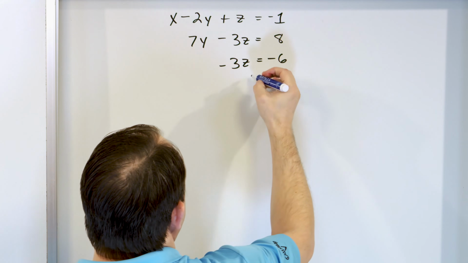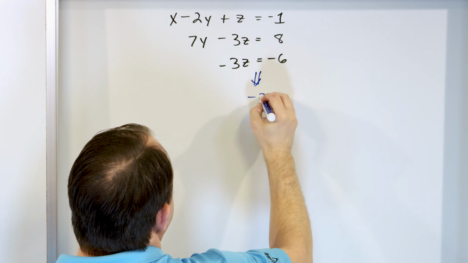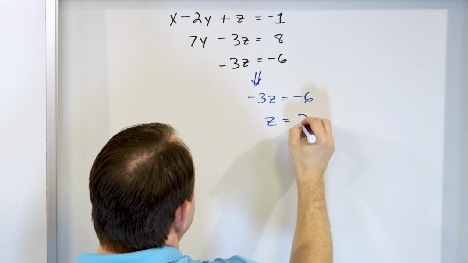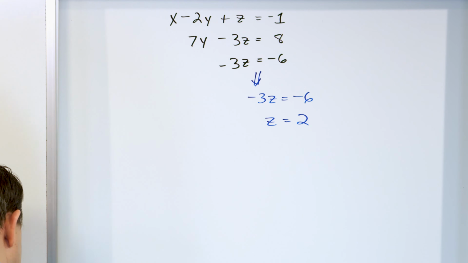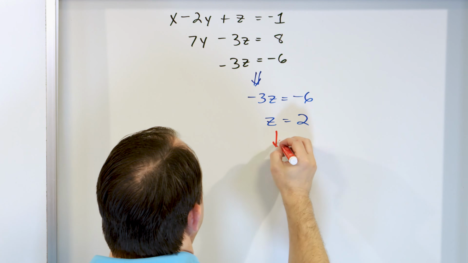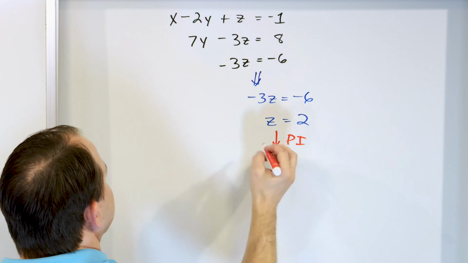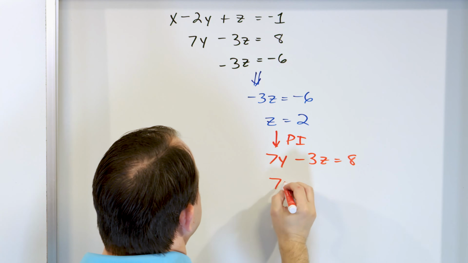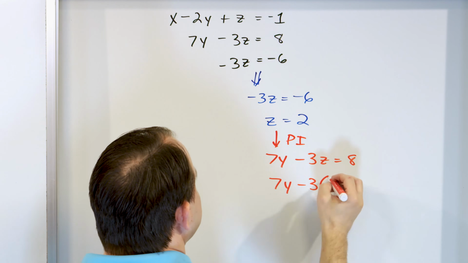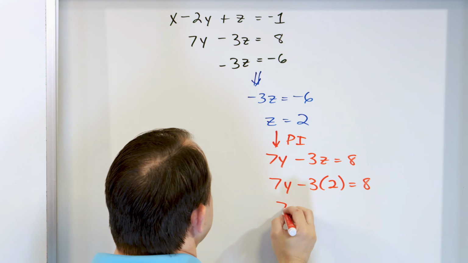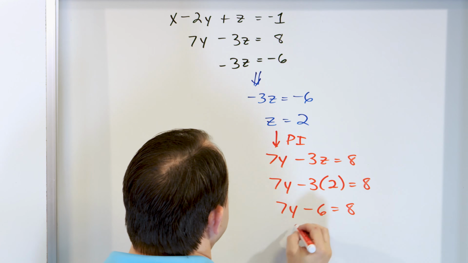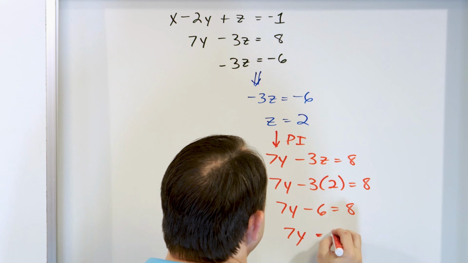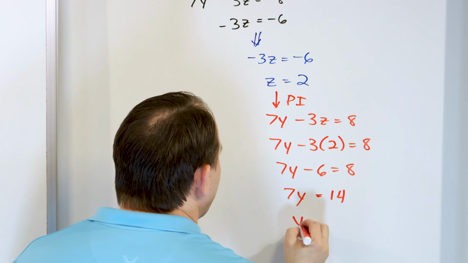So then we take our third equation and say negative 3z is equal to negative 6. So we divide by negative 3, we'll get a positive 2. So that's what z is equal to. And then I will take this value of z and plug it into the equation right above, which is 7y minus 3z is 8. 7y minus 3, z is now 2, is equal to 8. 7y minus 6 is equal to 8. I add 6 to both sides, so 8 plus 6 is 14. And I divide by 7. Y is equal to 2.